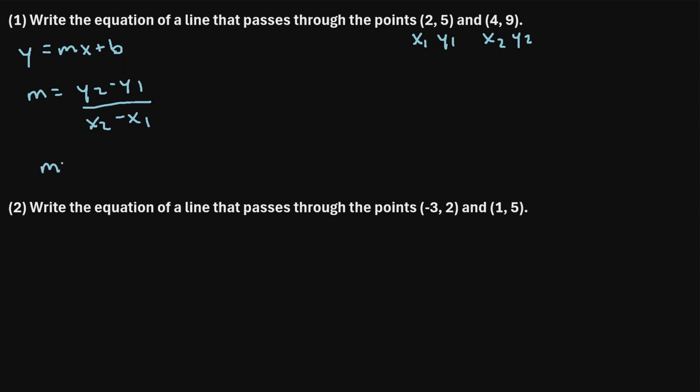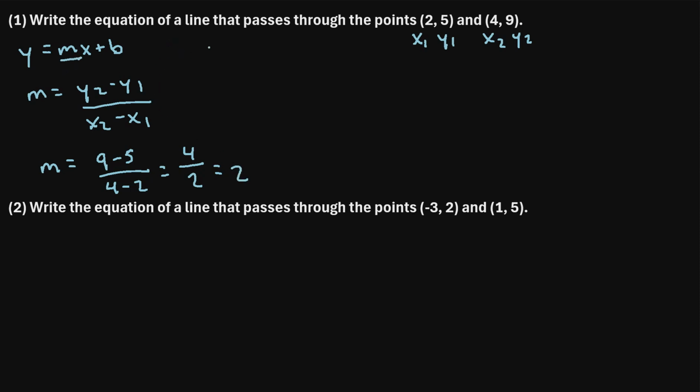We can say m is equal to y2 minus y1, that would be 9 minus 5, over x2 minus x1, that would be 4 minus 2. So in the numerator, we get 9 minus 5, that's 4, over 4 minus 2 is 2. 4 divided by 2 is 2. So the slope of this line will be 2.